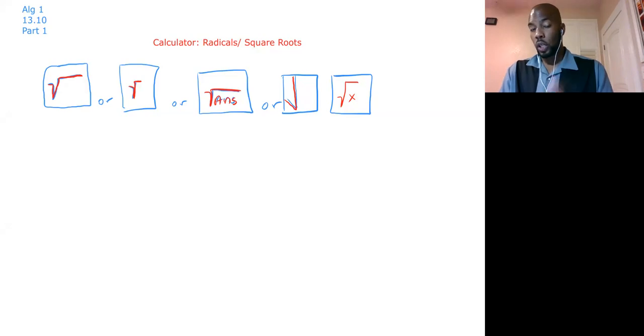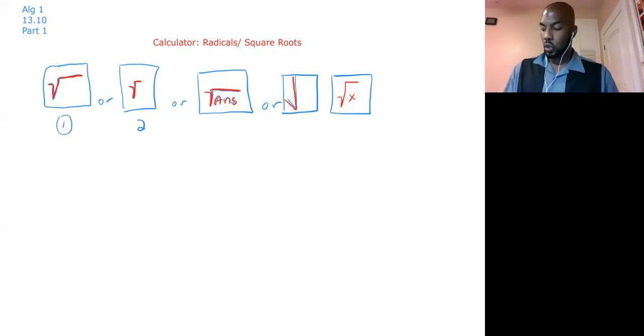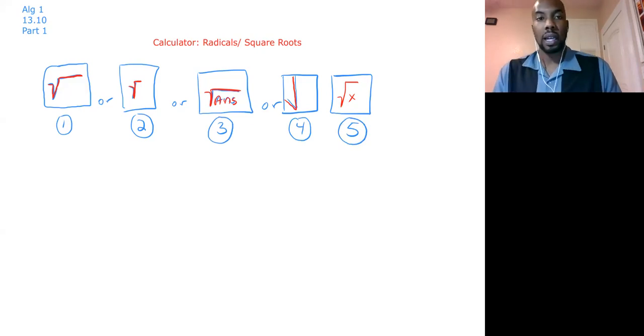Okay, when you go to your calculator, you're going to see a small button. It looks like one of these 5 buttons I've drawn up here. It's either going to look like number 1, number 2, maybe number 3, maybe number 4, or maybe number 5. By now, you should recognize those as the radical symbol or the square root symbol.